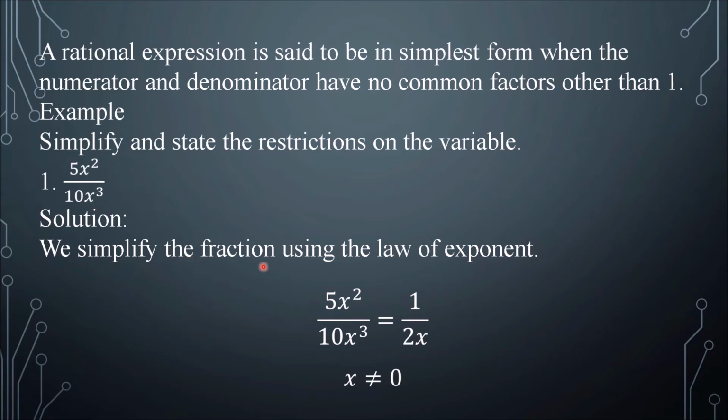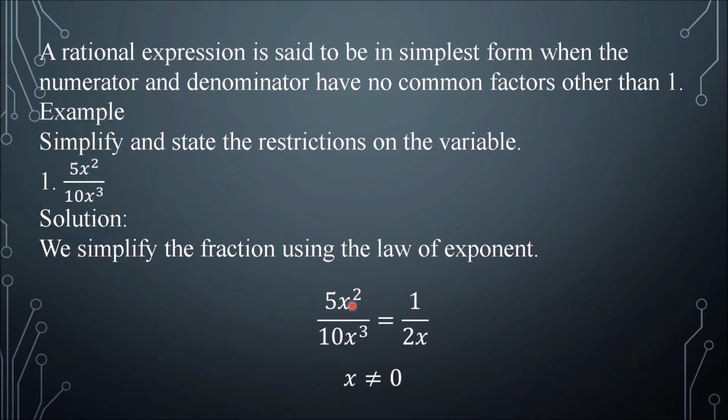First, we simplify the fraction using the laws of exponents. Okay, so we have first 5 divided by 10, that is 1 over 2. We're going to simplify that, and then using laws of exponents, we have x squared divided by x cubed, that is the quotient rule.